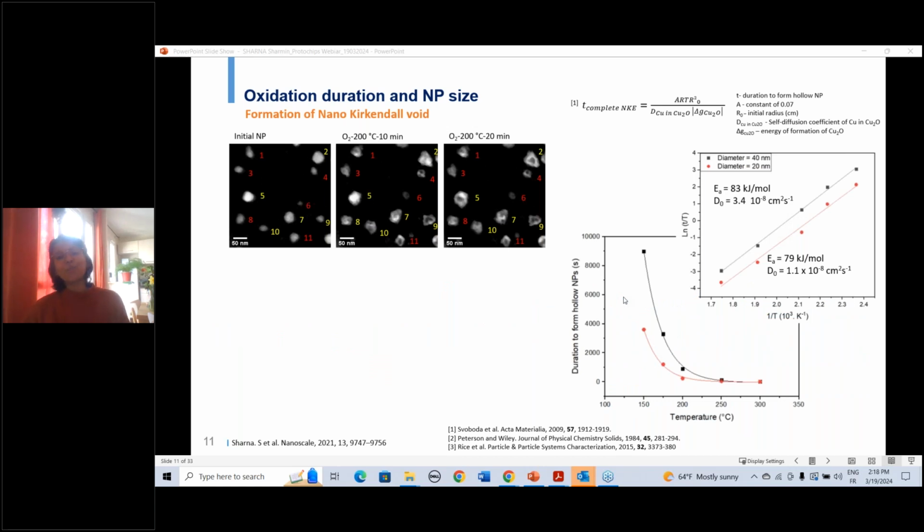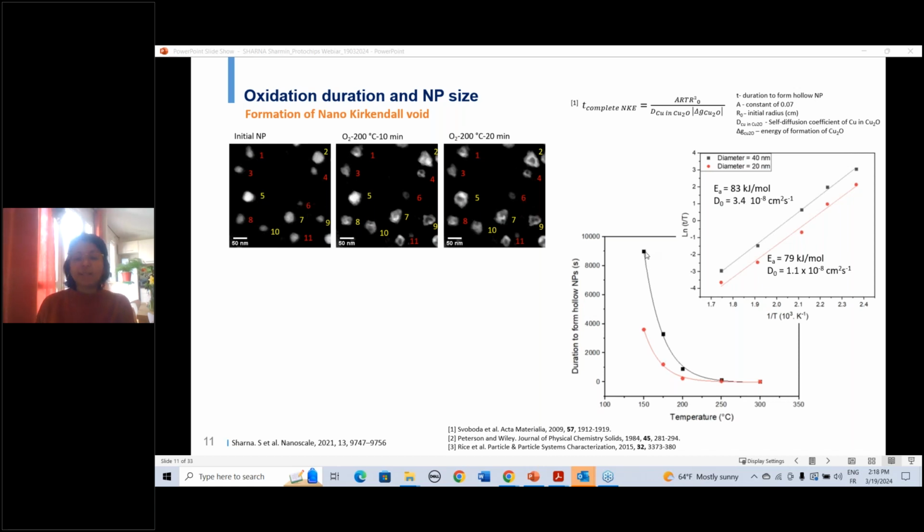Now, if we want to understand what's going on really in terms of the diffusion coefficient and if we can quantify it, we try to carry out the same oxidation, but this time at a constant temperature, and to see how long it takes to form this hollow inside the nanoparticles. So as you can see here, we have carried out temperature versus duration to form the hollow nanoparticles, and for two different sizes. One is 20 and another is 40 nanometers.